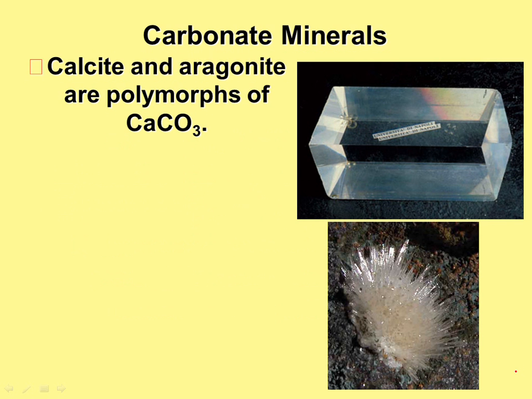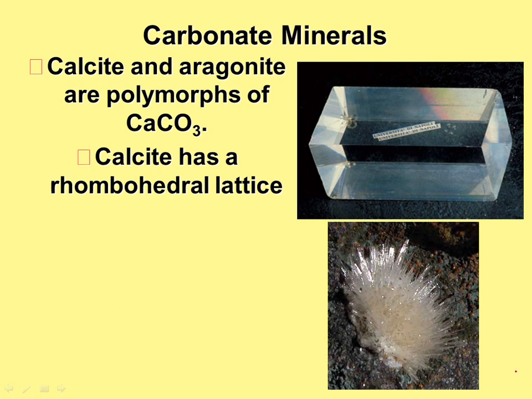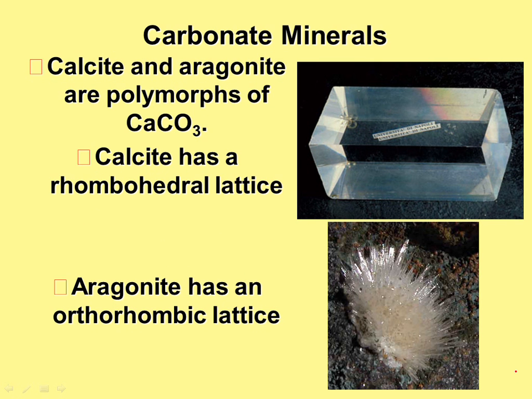So the two important carbonate minerals from our perspective in terms of what we see in the rock record are calcite and aragonite, which are polymorphs of calcium carbonate. In the upper picture we see a chunk of calcite, and this particular mineral down there is aragonite. Calcite has a rhombohedral lattice, and aragonite has an orthorhombic lattice, so it has a different atomic structure, but with the same basic chemistry, obviously.